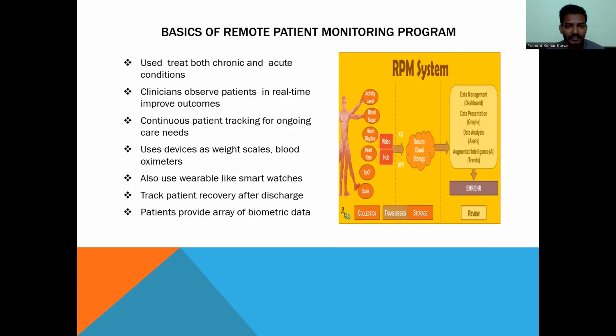It uses devices such as weight scales and blood oximeters. It also uses wearables like smartwatches. It tracks patient recovery after discharge. Patients provide an array of biometric data. So these are all the basics of a remote patient monitoring system, like activity level, blood sugar, heart rhythm, heart rate.